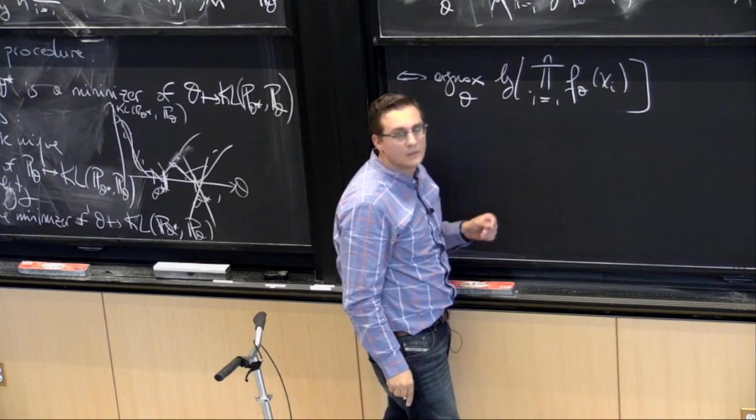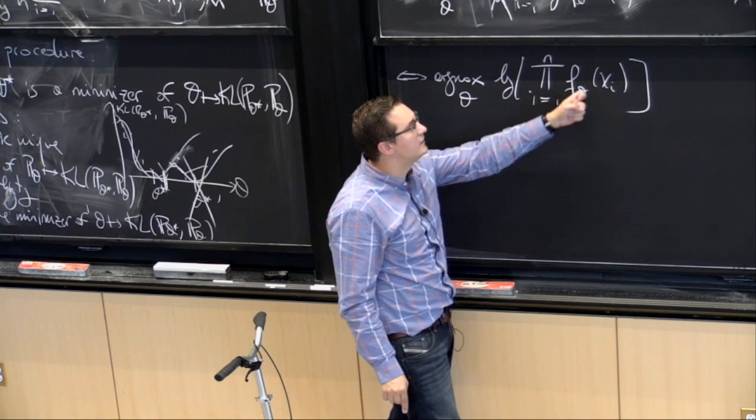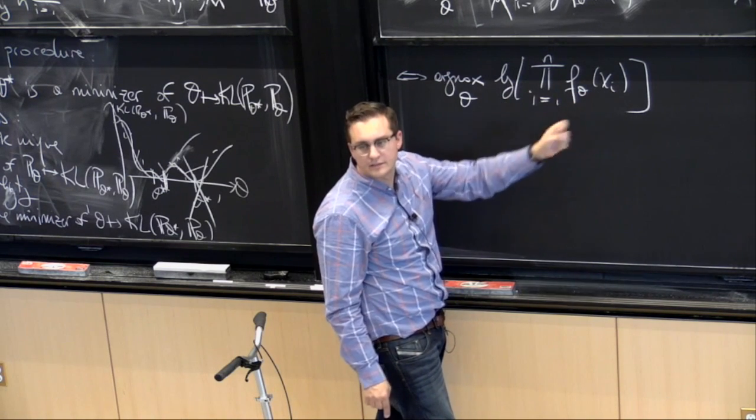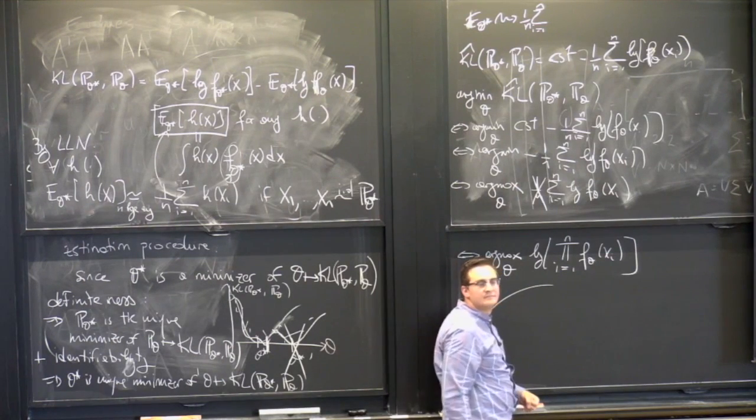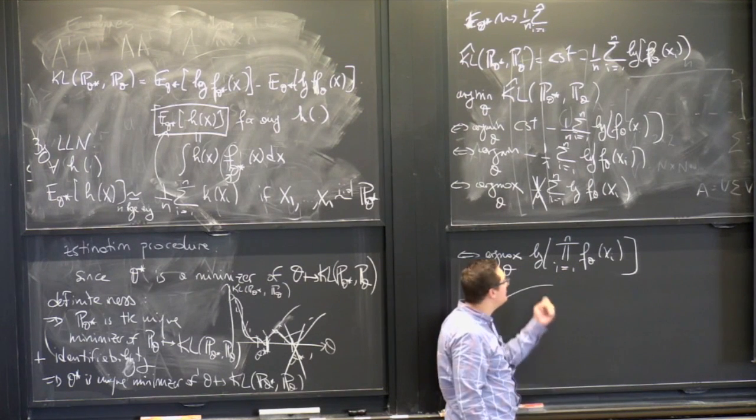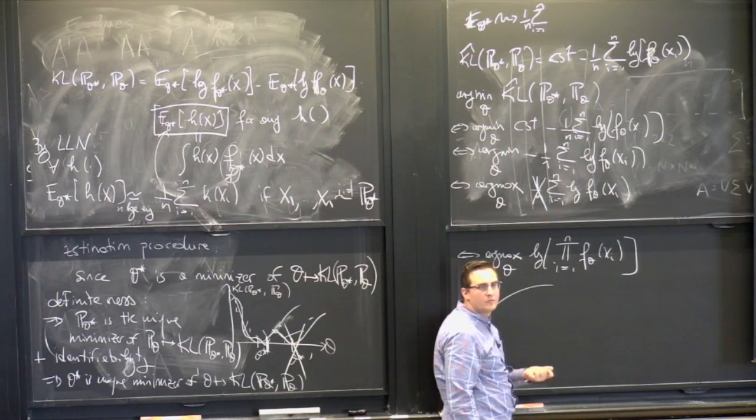Okay? That's the argmax of the log of f theta of x1 times f theta of x2 up to f theta of xn. But the log is a function that's increasing. So maximizing the log of a function or maximizing the function itself is the same thing. The value is going to change, but the argmax is not going to change. Everybody agrees with this?